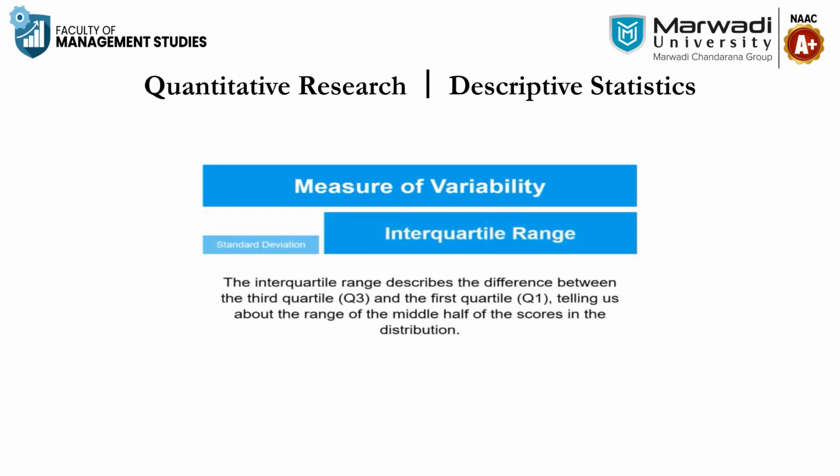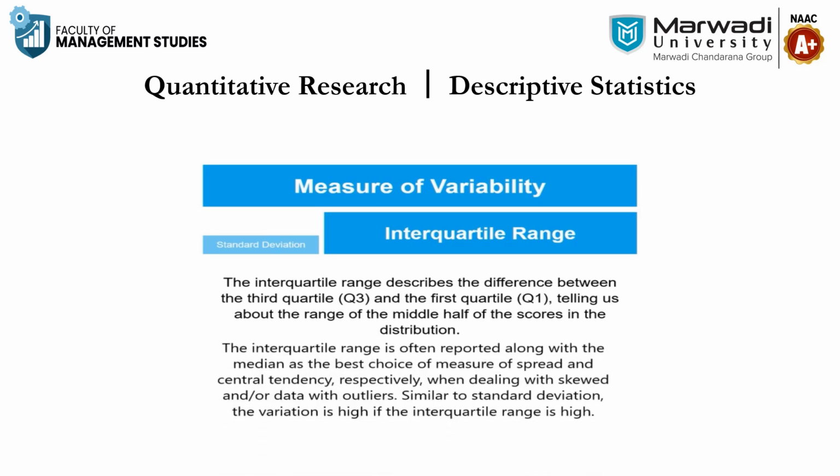Another measure of variability is the interquartile range. The interquartile range describes the difference between the third quartile and the first quartile, telling us about the range of the middle half of the scores in the distribution. The interquartile range is often reported along with the median as the best choice of measure of spread and central tendency respectively when dealing with skewed and/or data with outliers. Similar to standard deviation, the variation is high if the interquartile range is high.